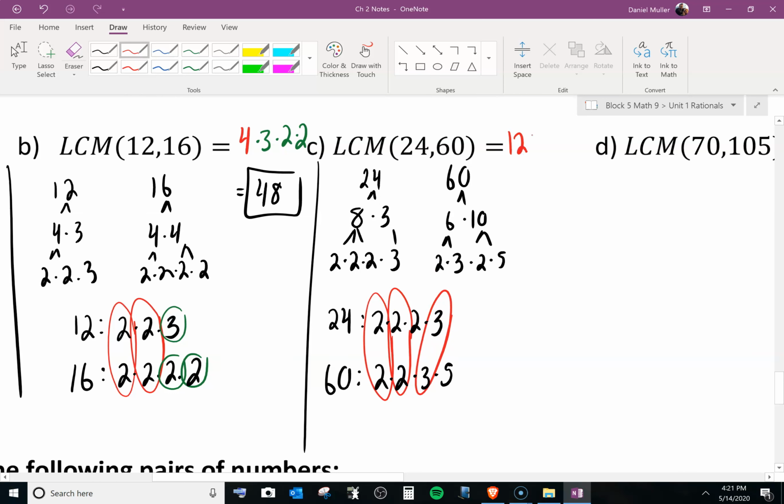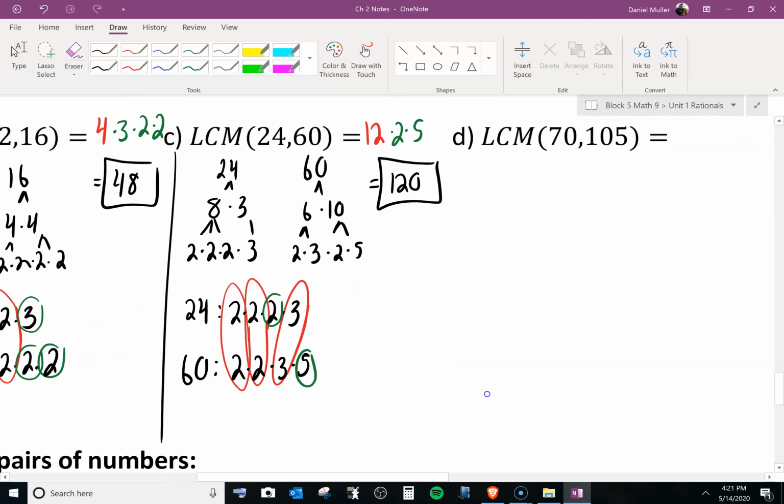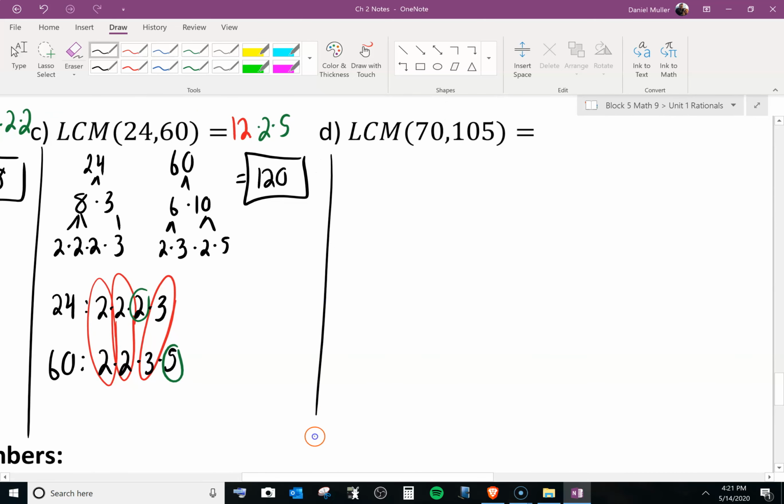So if I asked you for the GCF, we would say the biggest number that can be divided by is 12. But if I ask you what's the lowest common multiple, you say, well, it's 12 times any of these leftovers, which is a 2 and a 5. Now, 2 and a 5 is 10. 10 times 12 is 120. So we're already getting to some numbers that are a little bit larger. Okay, 70.